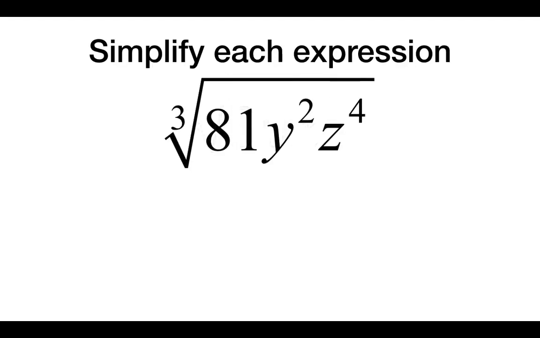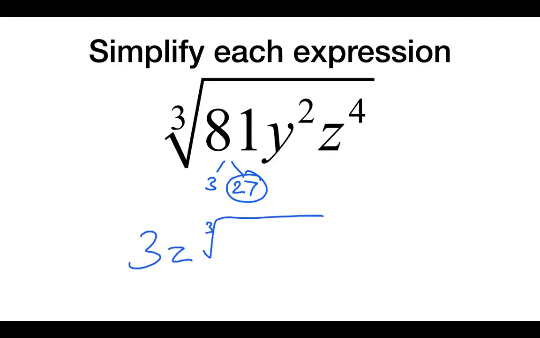Let's try this one. All right, so the cube root of 81, well, let's see. I know that that's 3 times 27. And actually, I know the cube root of 27 is going to be 3. But that leaves us with a 3 inside. Now let's talk about the next part. There aren't 3 y's in that, but with z, there are 3 z's within 4. So I'm going to say z, and then I'm going to cube root. And we were left with a 3, the full y squared, and 1 z left over.